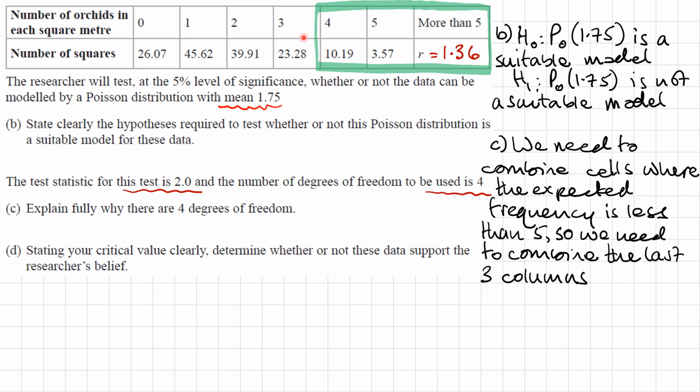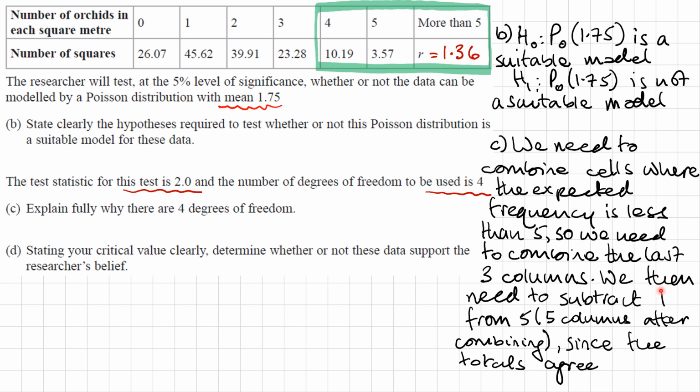So we need to say something about the totals agreeing. Once this has been combined, you can see that leaves us with 1, 2, 3, 4, 5 columns. But since we only need 4 values to find the 5th one, because we know what the total is going to be, that gives us 4 degrees of freedom. So I need to put that in words as well. So we can continue to say we then need to subtract 1 from 5. That's because we've got 5 columns remaining after combining, since the totals agree. So I guess I could write down that 5 minus 1 equals 4. But just writing 5 minus 1 equals 4 won't get you the mark.